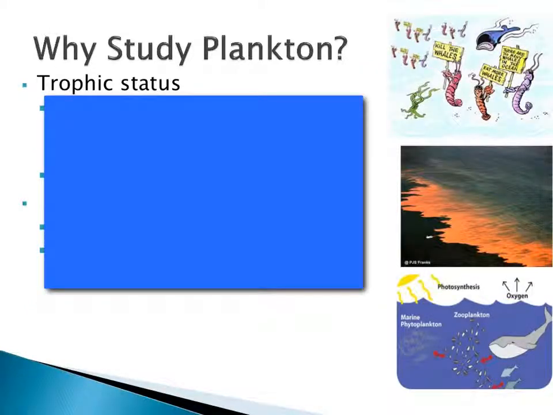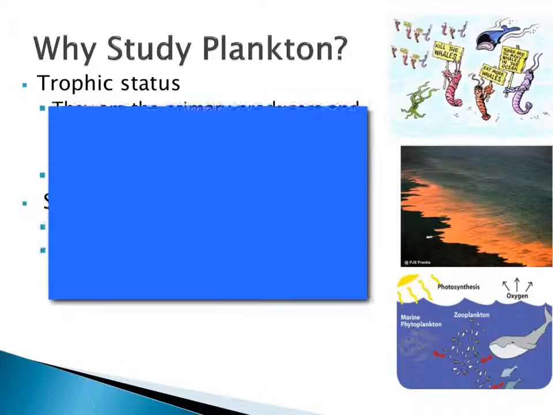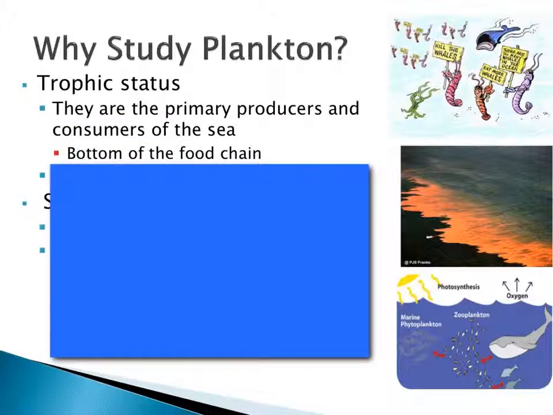So why should we even care about plankton? Why do we need to study little critters that live in the water, some of them only 1 cell big, no big deal? Well, together there's a lot of them, and they occupy a very, very important part of our food chain. Trophic status is your place in the food chain, and these guys are considered the primary producers and consumers of the sea. Primary producers are the first things that produce energy in a food chain.